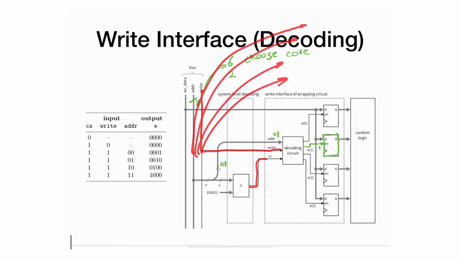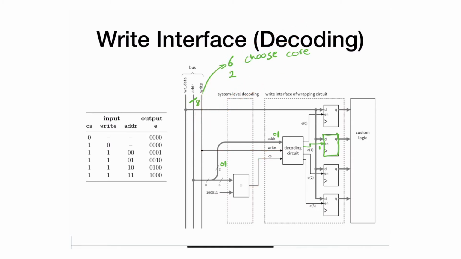All of them have it. But only when you issue a write command and the chip select for this particular core are together asserted, this decoding circuit works. And this is what you do see in here. So what you do see in here is the chip select is 0.